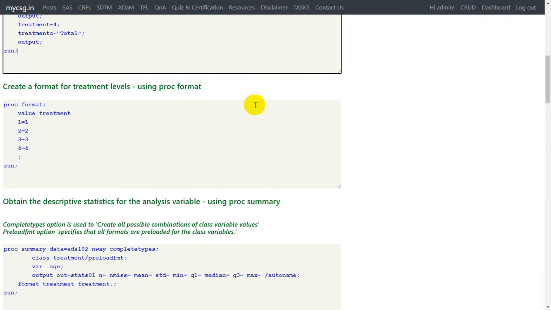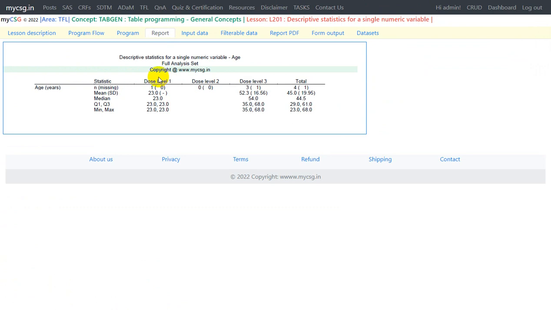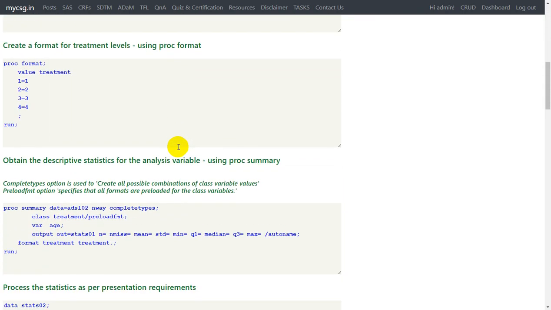So we have seen that in the report. We had three dose levels to be reported, but there were no subjects in dose level 2. We still had to get that number reported with 0 and 0 along with the total column. So for the purpose of creating a dummy column, or a column with 0 counts even for dose levels that were supposed to be present in the data but do not have data yet, what we are doing here is creating this format which has all the 4 levels.